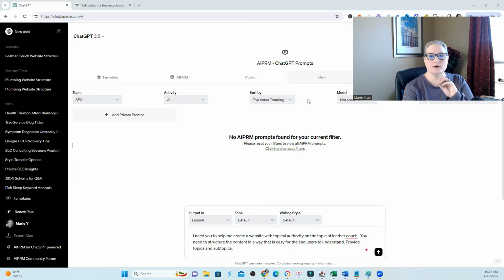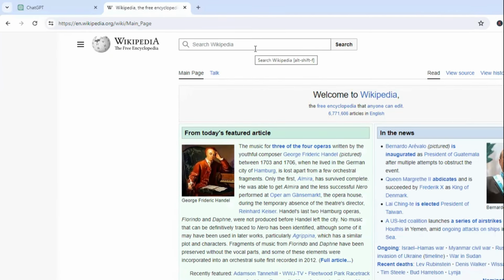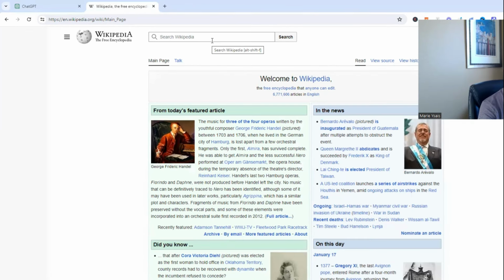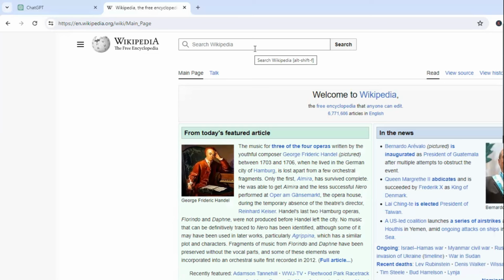I had some really good questions regarding topical authority, and I wanted to answer one of them here. But the question is, how do you know what seed keyword to use when developing your topical authority map? This is a very important question. And to answer that, we're going to go old school. I want you to take a look at Wikipedia whenever you're doing a topical authority map and search for your keyword in Wikipedia. So the question was about a leather couch or leather couches.